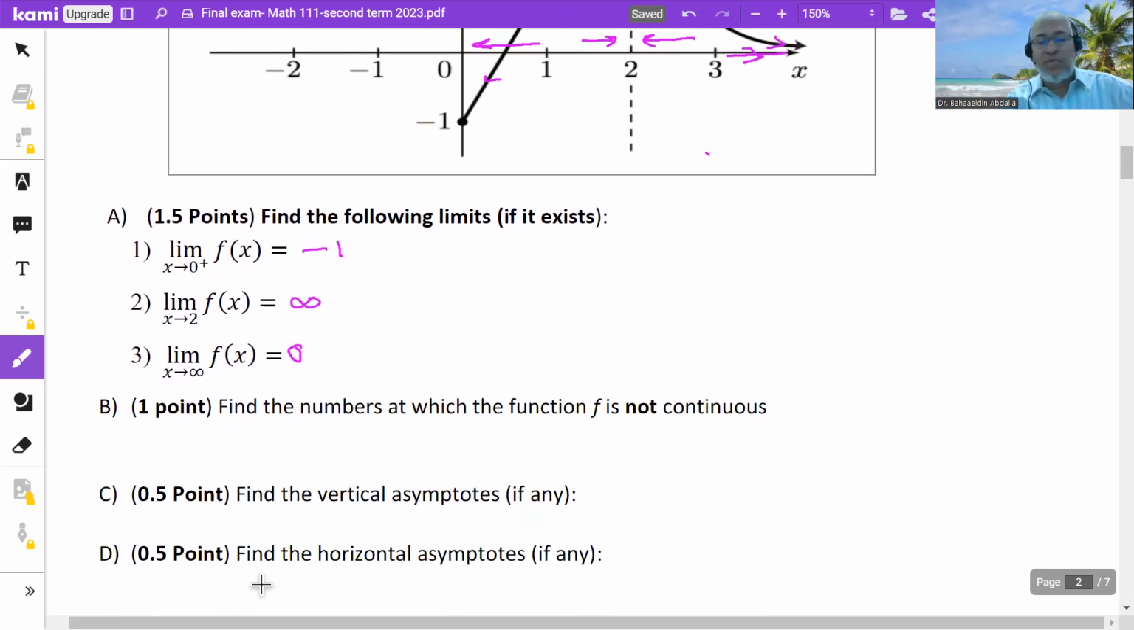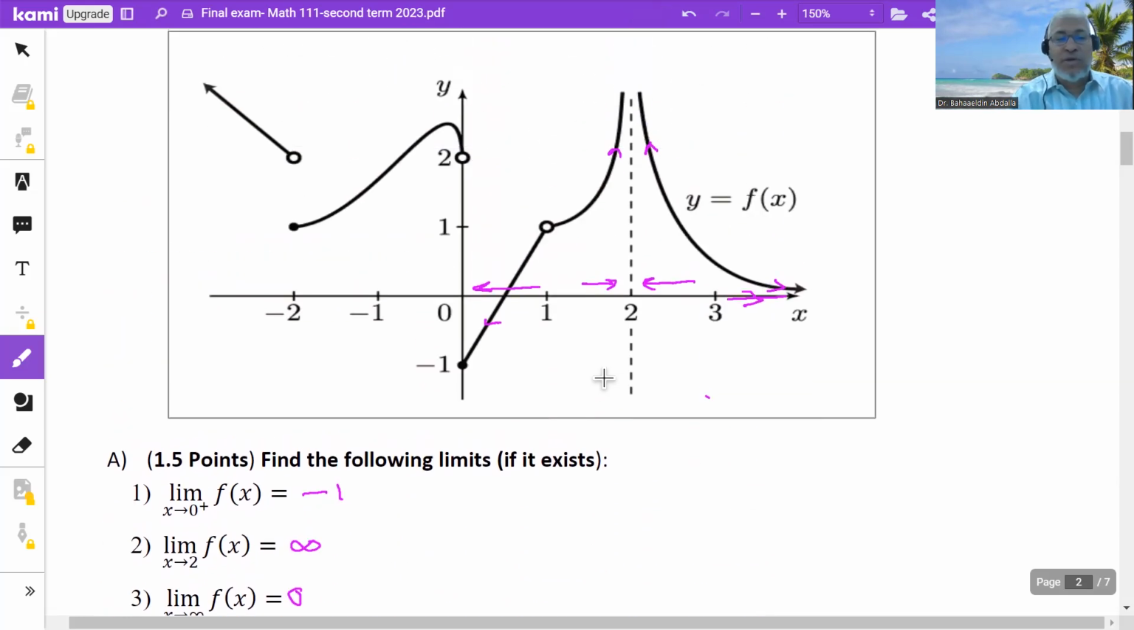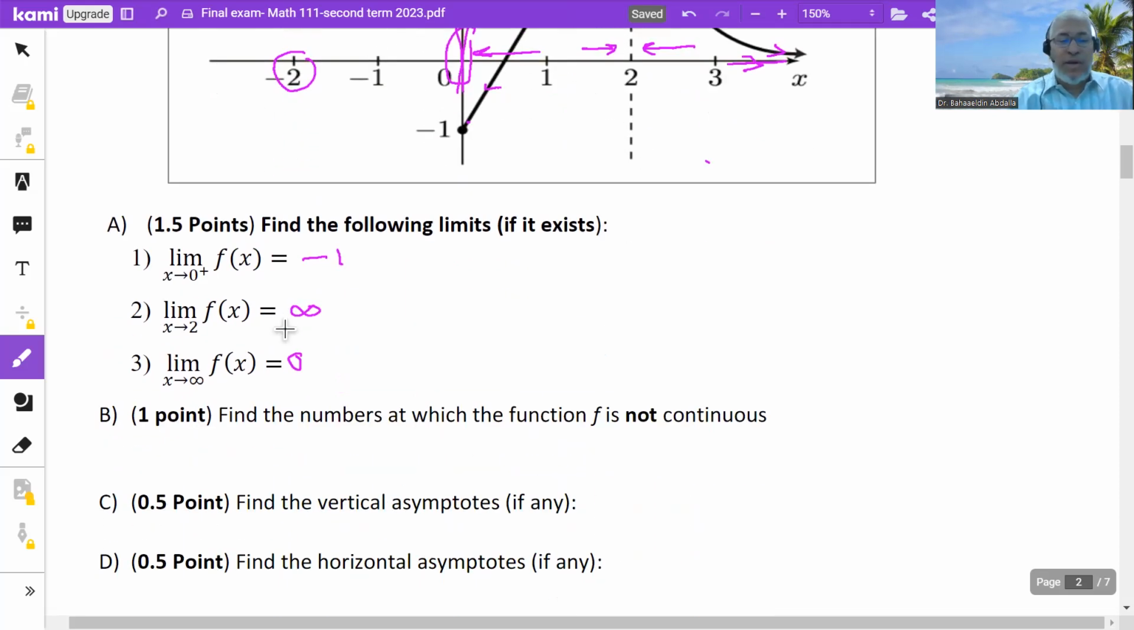Find the numbers at which the function f is not continuous. Okay, it's not continuous here at -2. It's also not continuous at 0. This is a discontinuity. It's not continuous at 1. There is a hole here. And it's not continuous at 2 also. So -2, 0, 1, and 2.